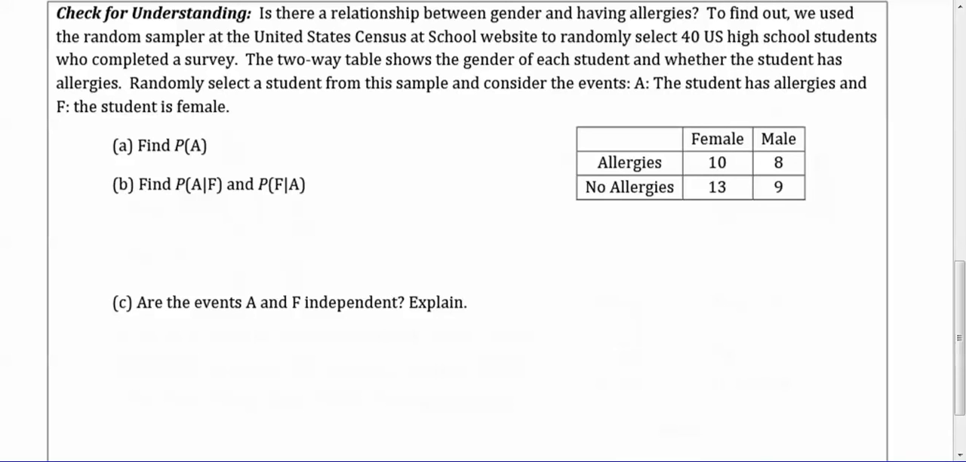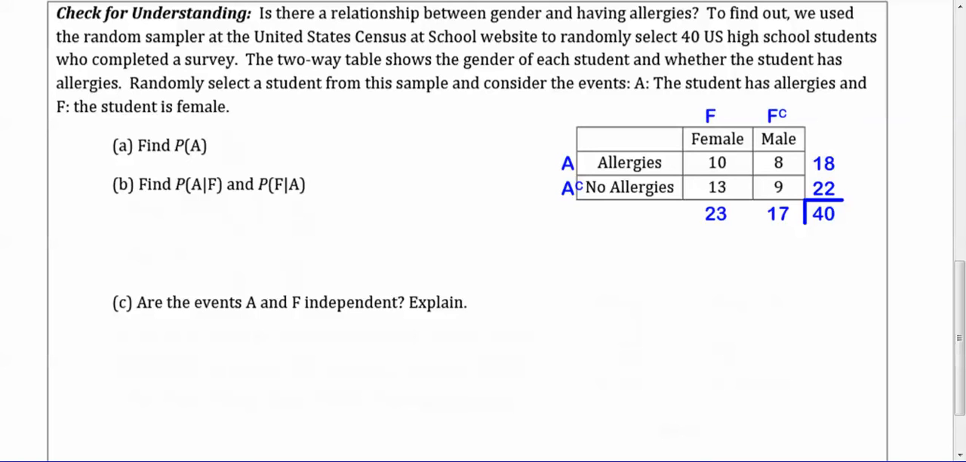In this problem, it says we've considered the event A being the student has allergies and F being the student is female, so I'm going to go ahead and put that on here so I don't forget that. So A represents they have allergies, F represents they are female. It's also going to be a lot easier to answer this question if I have some row and column totals as well as the total, which is going to be 40.